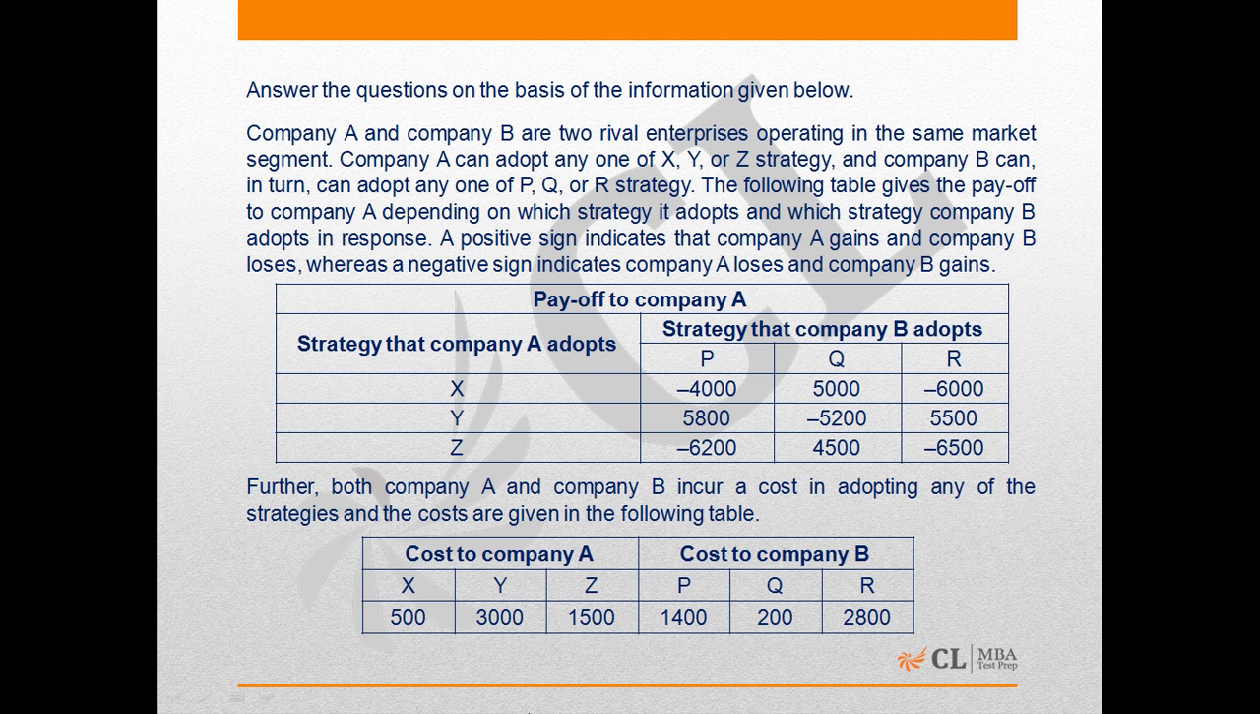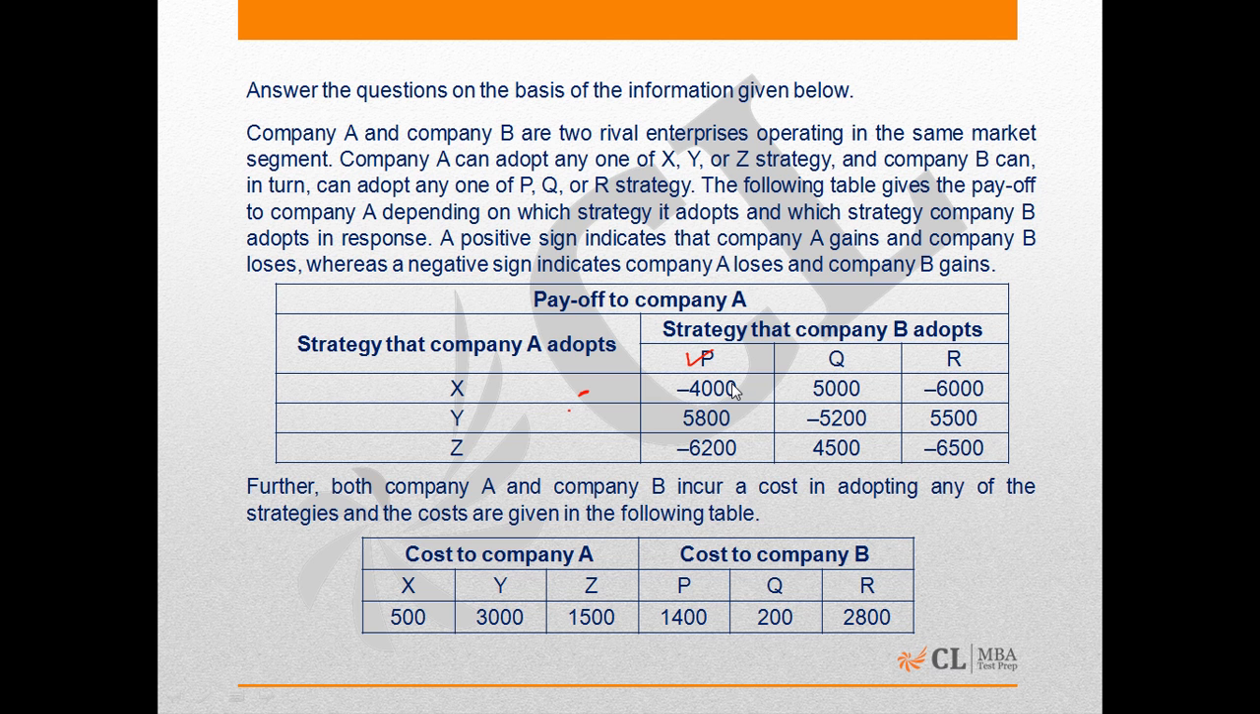From the table it can be seen what is given for payoff to Company A. When Company A adopts strategy X and Company B responds by adopting strategy P, Company A loses 4,000, and when Company A adopts X and B responds by Q, there is a gain of 5,000 for A. Similar figures we can check when A adopts strategy Y or Z and B responds similarly.